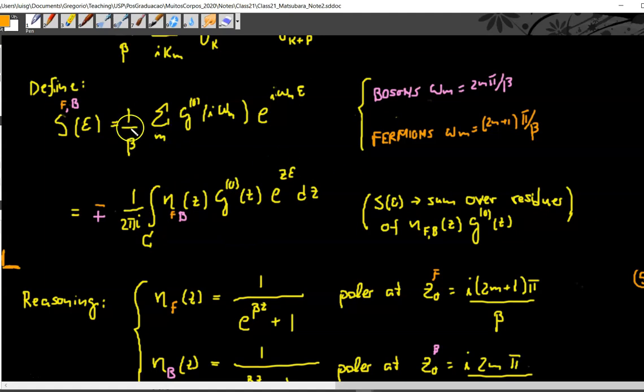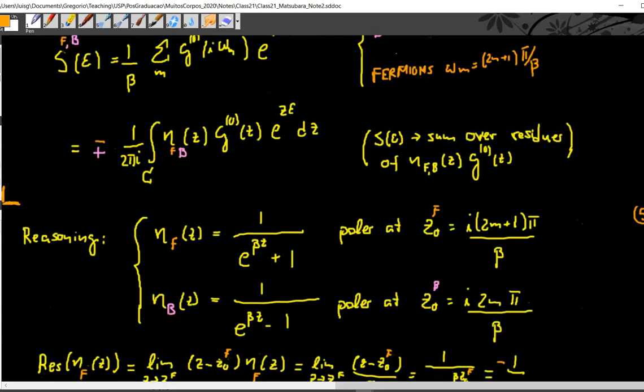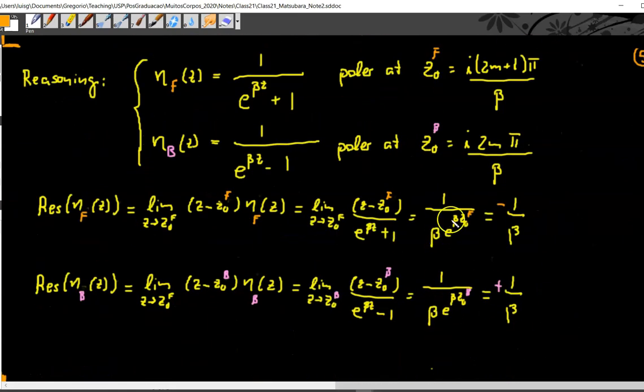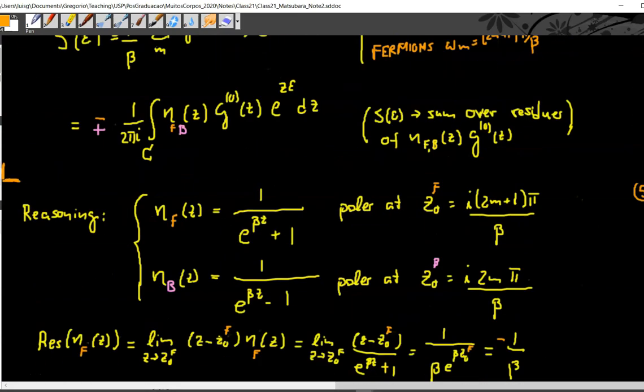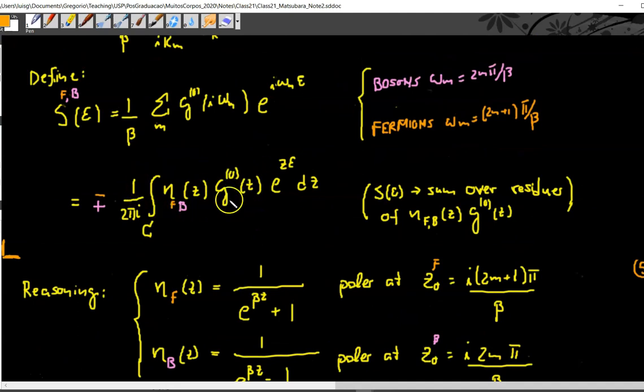Notice that this is 1 over beta, but it is minus if you have fermions and plus if you have bosons, right? Right there. So then, yes, unless I have other poles to worry about here, if I only consider the poles of the Fermi-Dirac or the Bose-Einstein distribution, this would be precisely S of either fermions or bosons.